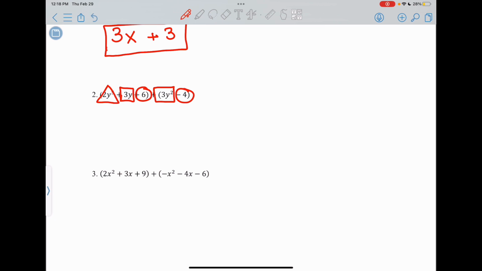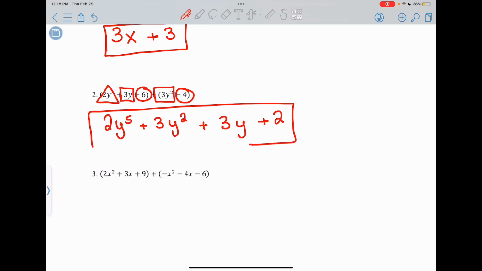So, writing in standard form, I start with my biggest exponent, so 2y to the power of 5. Then I will do the 3y to the power of 2 plus the 3y, and then 6 plus -4 will be +2. So if there are no like terms to combine, we just leave the term alone, and make sure that when you write your answers, your polynomials are written in standard form, which means each degree, each exponent, is in order from biggest to smallest.